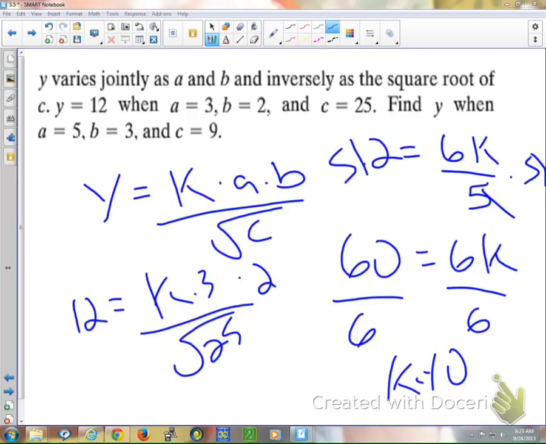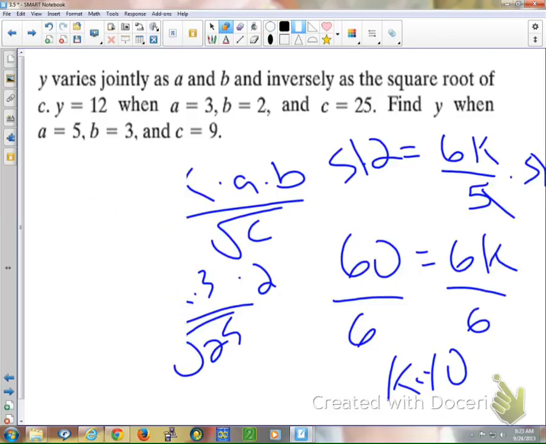Alright, so once K equals 10, what do we do now? Plug it back in. Has everybody got what's on the left side of the board written down? I'm going to cover that up and make space. Why would I cover it up? So I could have space to write the next one.